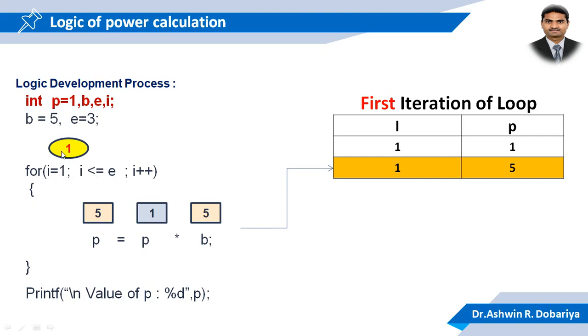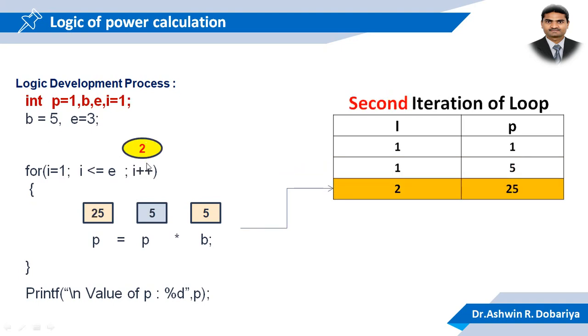I is equal to 1 the first time, and 1 is less than or equal to 3, so the condition becomes true. Initially I is 1 and P is also 1. Now P multiplied by the base value 5, so 1 multiplied by 5 becomes 5. Now the latest value of P is 5. Again I is incremented by 1, so I becomes 2. 2 is less than or equal to 3, the condition is true. The latest value of P is 5, so 5 multiplied by the base value 5 becomes 25.